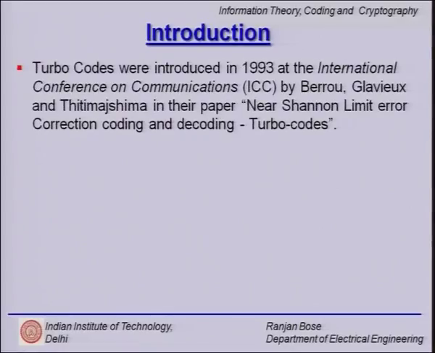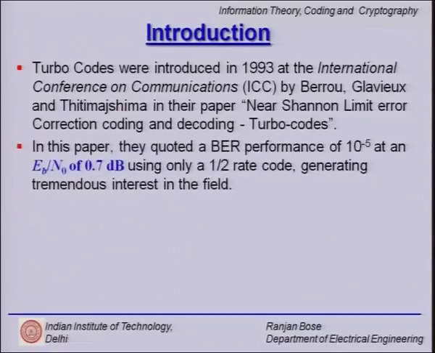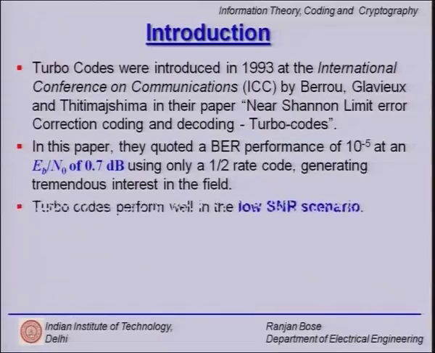So, let us have a quick introduction. Turbo codes are not very old, but not very new either. They were first proposed in 1993 by 3 inventors, and the title of the paper was Near Shannon Limit Error Correction Coding and Decoding. As the title suggests, these were supposed to work close to the Shannon's limit, and that is why it generated a lot of curiosity. They also showed a bit error rate performance of 10 to the minus 5 at a very low Eb over N naught of 0.7 dB, and they used only a 1/2 rate code, and this was the starting point for turbo codes.